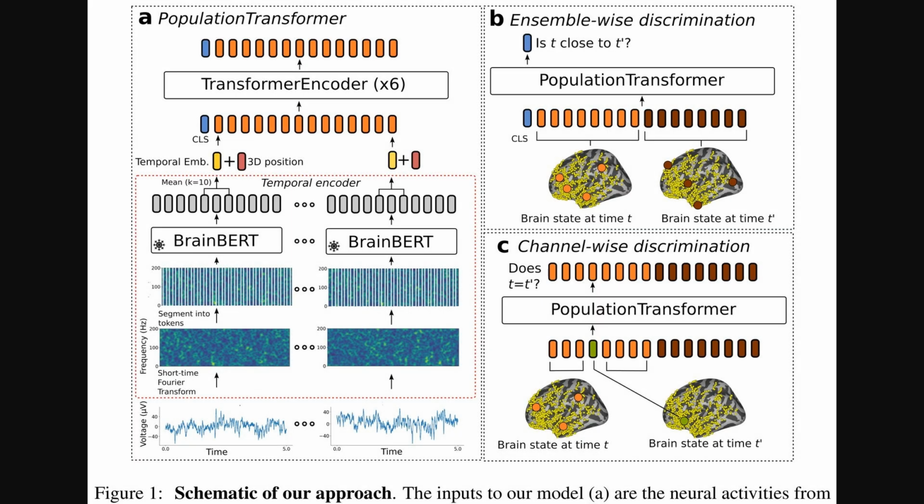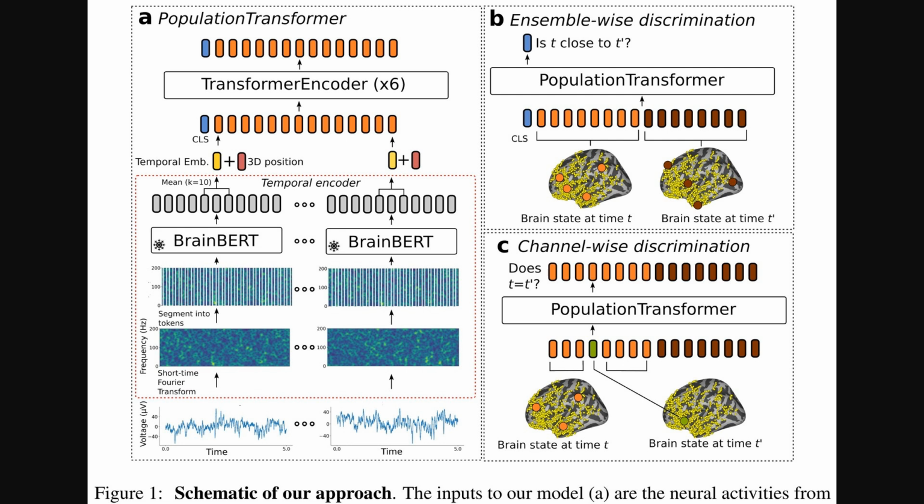Alright, this figure really helps visualize how the population transformer works. Panel A shows its architecture. It takes those temporal embeddings we discussed, adds 3D positional encoding, which is information about each electrode's 3D location, and a special CLS token. This CLS token helps create an overall summary. All this goes into a transformer encoder, a powerful processing unit that finds relationships between these inputs.